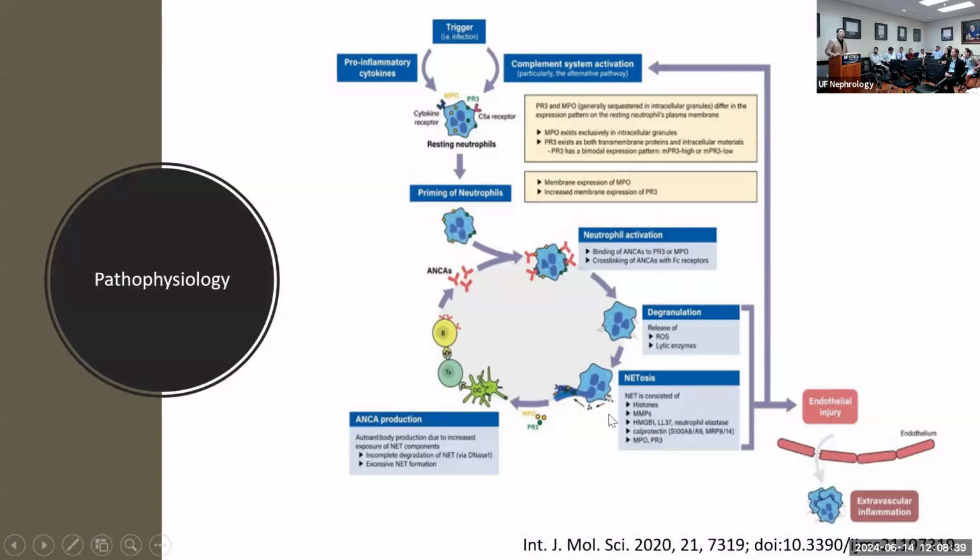But if it's overstimulated, if we have a lot of nets, they cannot be degraded properly, and then it creates new ANCA antibody.